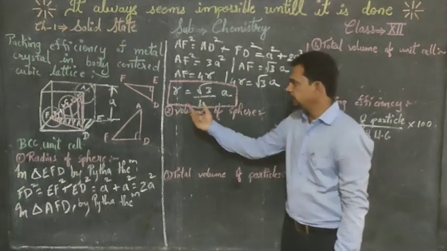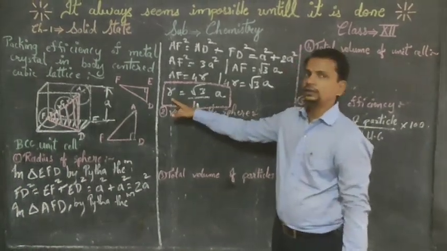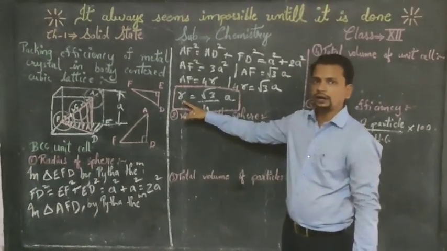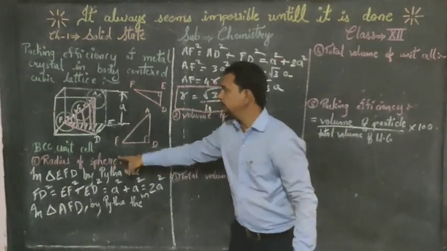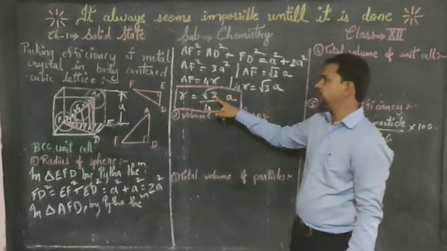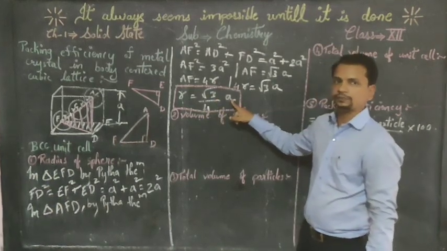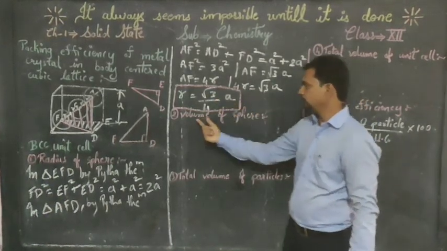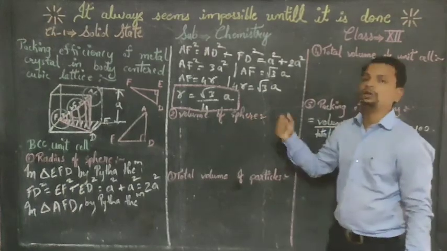So students, in this way, we have found the value of R, that is the radius of the sphere, which is root 3 upon 4 A. Okay. Now what we are going to do is find the volume of the sphere.